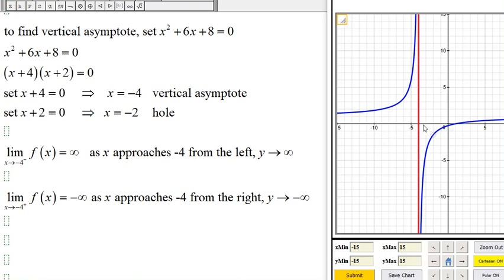And now we look back at the graph. So here's negative 4, and this is the left side of negative 4. So as we get closer and closer to negative 4, the graph is just going higher and higher and higher. So that tells us that y is going to positive infinity. And then this is again negative 4, and this is the right side of negative 4. So as we get closer and closer to negative 4 from the right, the graph is going all the way down. So that tells us that y is going to negative infinity.